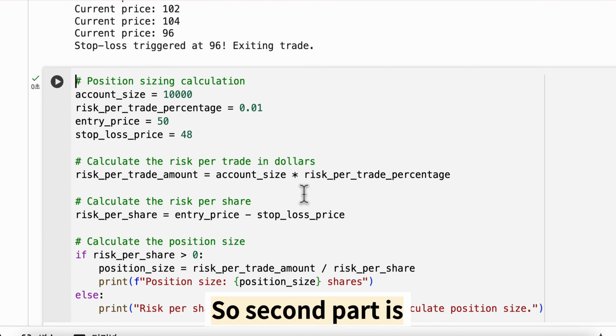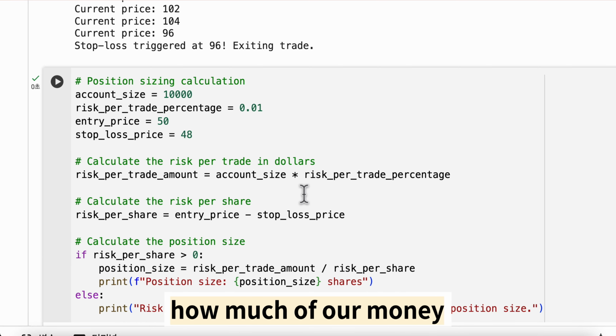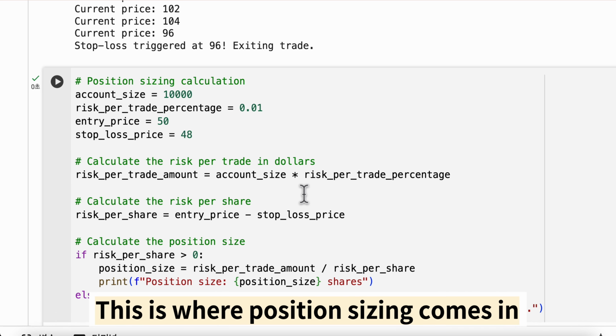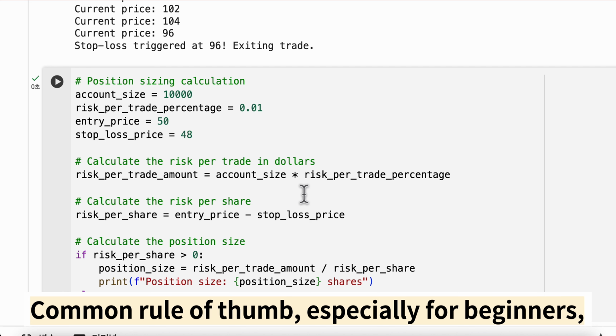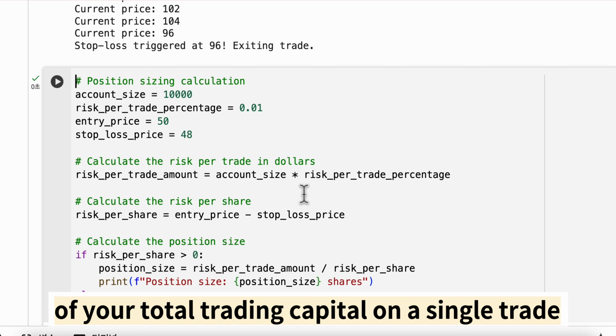So the second part is position sizing. Now that we know how to limit our loss on a single trade, the next question is how much of our money should we put into that trade in the first place? This is where position sizing comes in. A common rule of thumb, especially for beginners, is the 1% rule. This means you should never risk more than 1% of your total trading capital on a single trade.